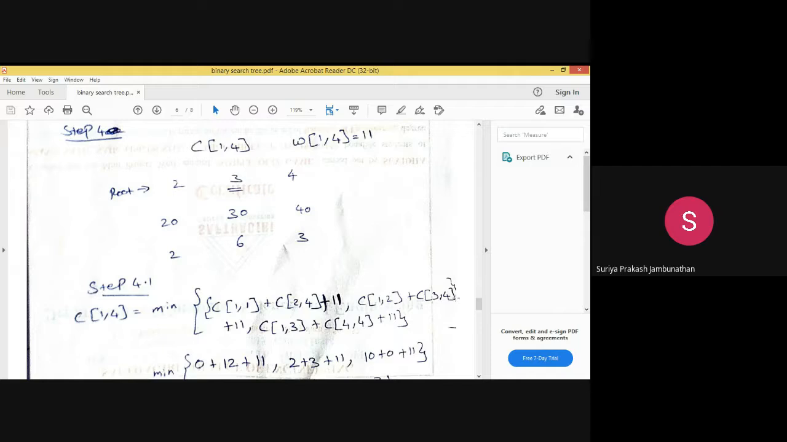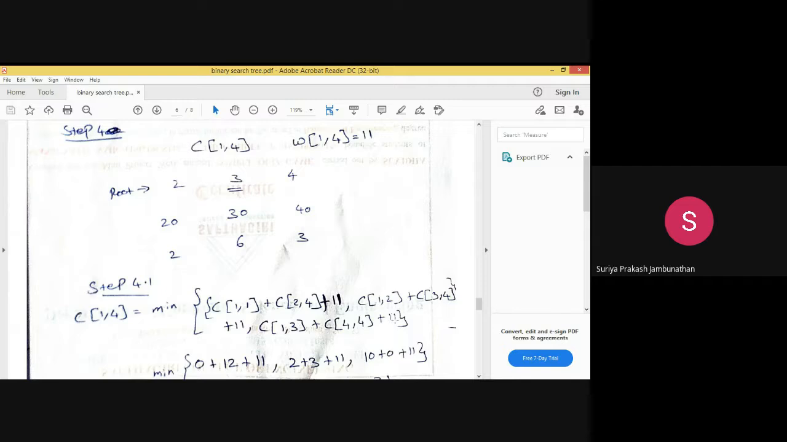So k, j value is 4 plus 11. The third calculation, here the k value is 4. So that we are getting 1, 3. So i value is 1 and the k minus 1 is 3. C of 4, 4. So k, j. So k value is 4 and j value is 4 plus 11.